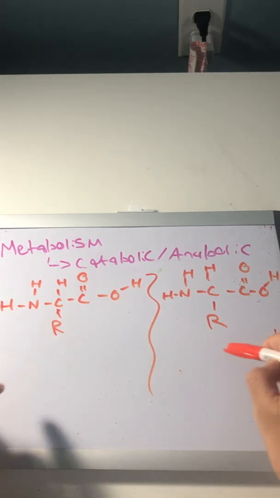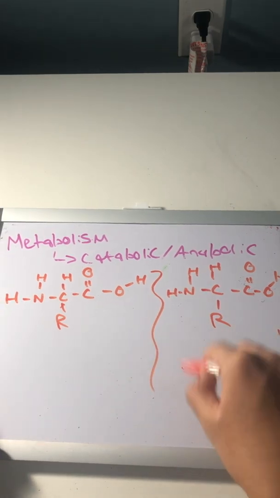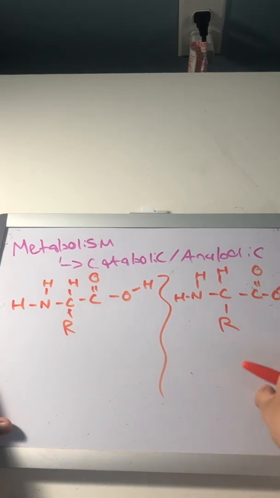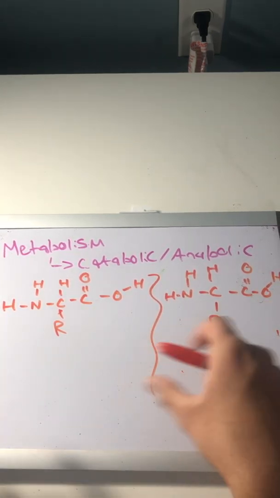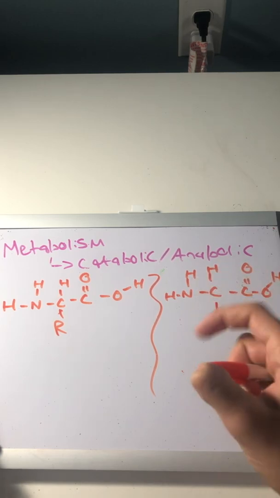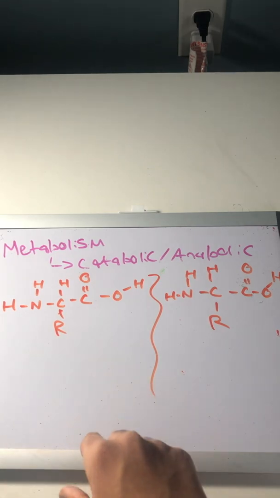So R group and R group, and now we have to connect these two. Guess how we can connect these two? This is an anabolic reaction. This is a dehydration synthesis reaction. A dehydration synthesis means what? It means we have to remove a water molecule. So how can we do that?